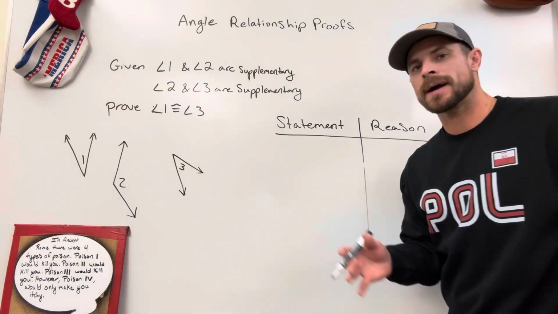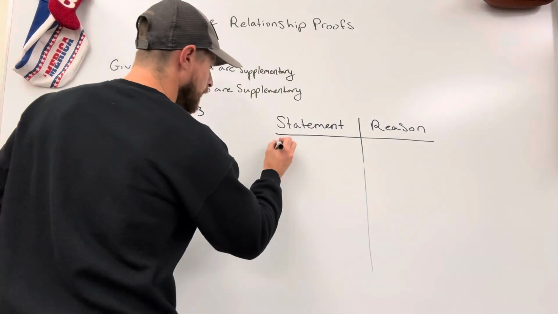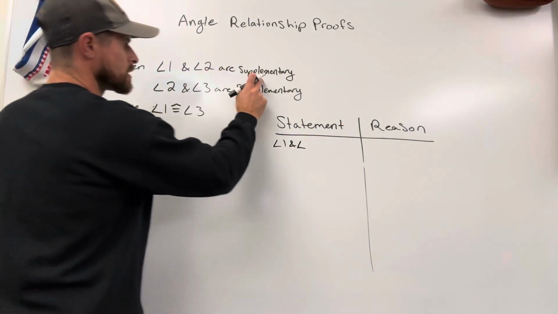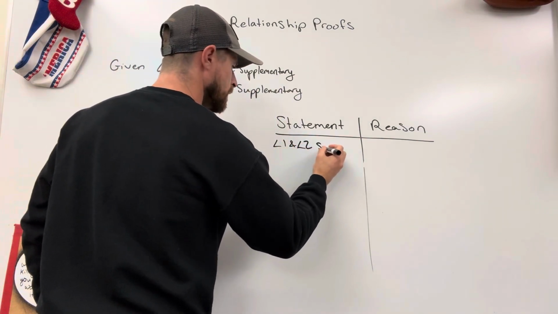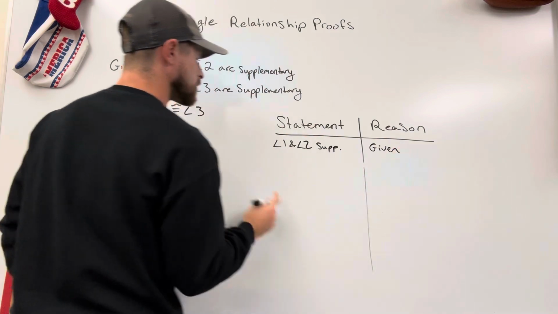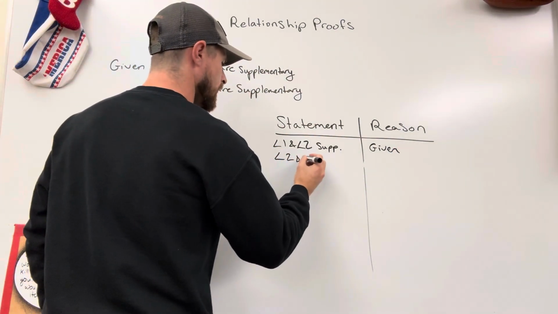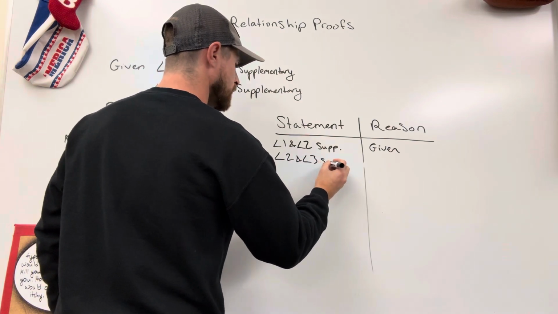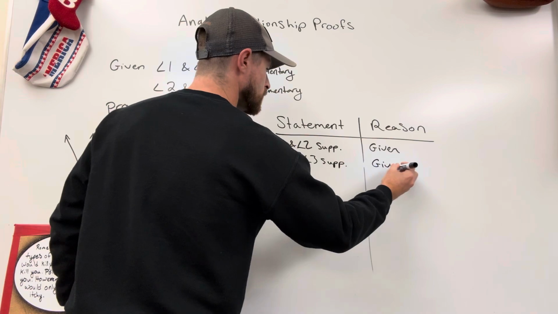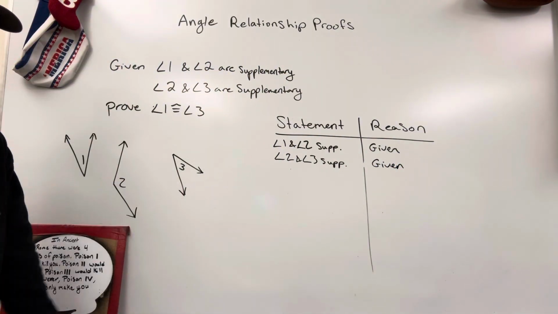So let's start by giving the given. What were we told? We were told angle 1 and 2 are supplementary. Angle 1 and 2, supplementary. How do we know that? It was given to us. We also know that angle 2 and angle 3 are supplementary as well. That was also given. So we have two givens. We're going to start with those two pieces of information and work from there.